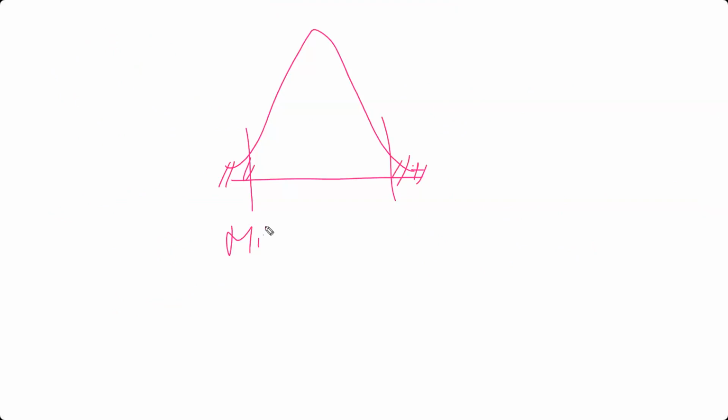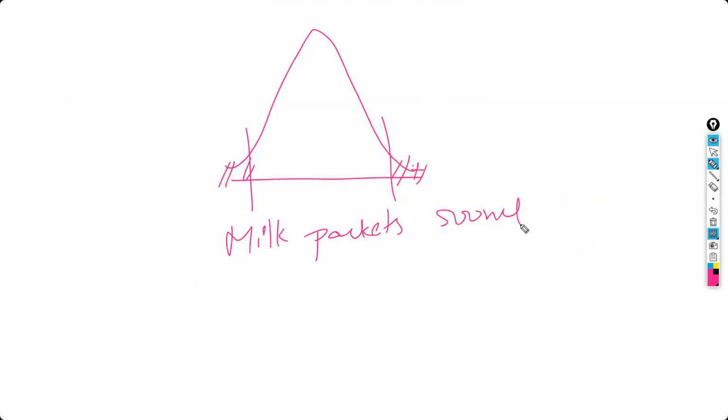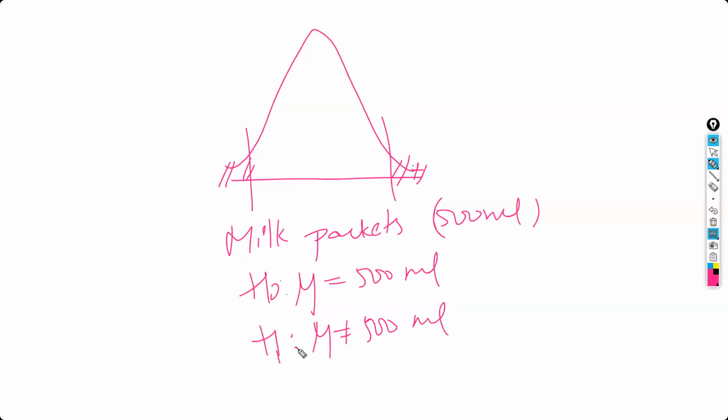Example is your milk packets of 500 ml. You executed one more case study. Do you remember in the last class? Milk carton packets. So milk packets of 500 ml, where mu is exactly equal to 500 ml, and the alternate is mu not equal to 500 ml. If it is more, it is a problem; if it is less, it is also a problem. So in this case, we are going to have the two-tailed rejection.